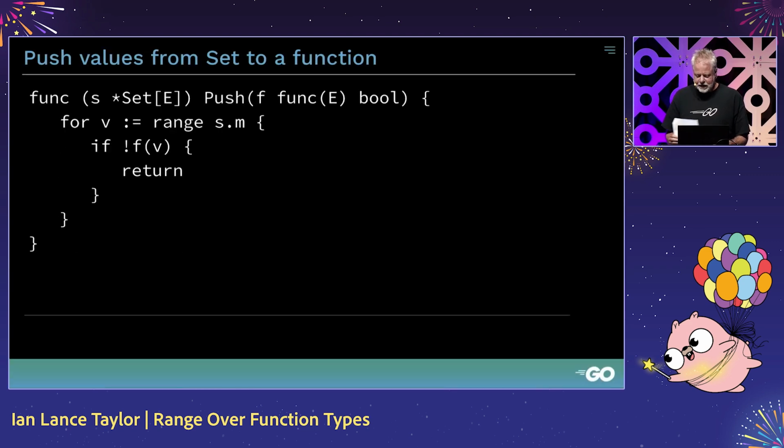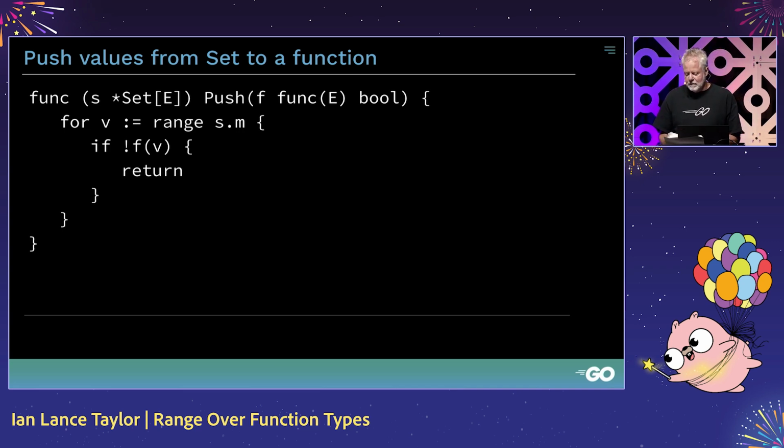One approach is to provide a set method that takes a function, and to call that function with every element in the set. I'm going to call this push, because the set pushes every value to the function. In this case, if the function returns false, we stop calling it.